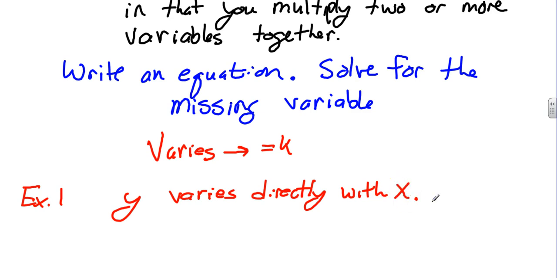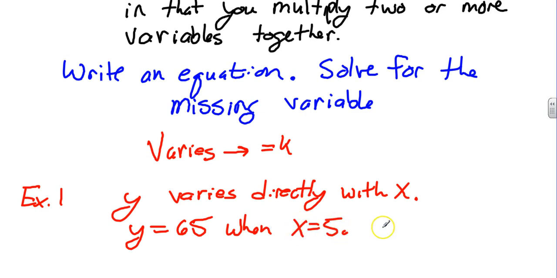So they'll give you one like this, and we'll change up in a minute where we don't use y and x. We'll use some different variables. They'll tell you that y varies directly with x. So they're going to ask you to write an equation for it, and then after that, they're going to give you some values for this thing. So they'll tell you that y equals 65 when x equals 5. And then you're going to find y when x equals 12.